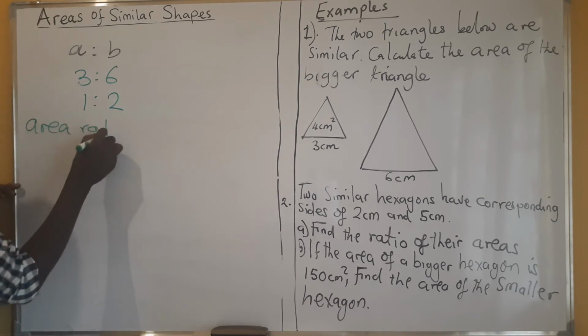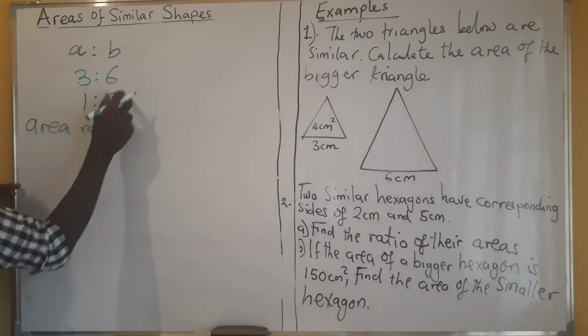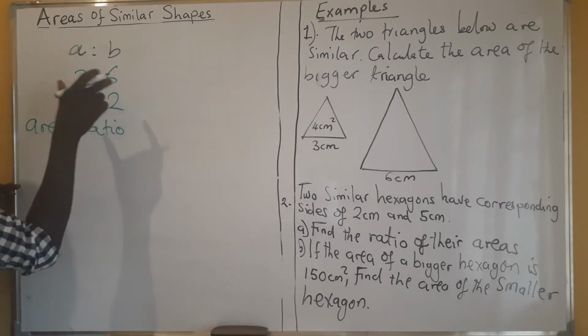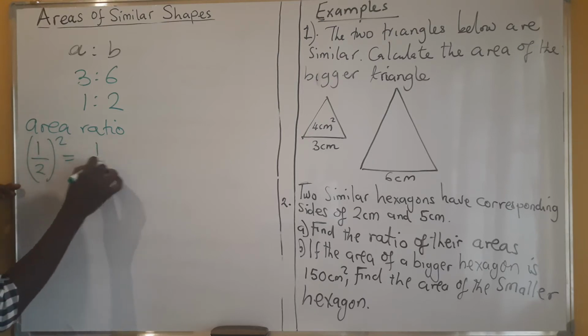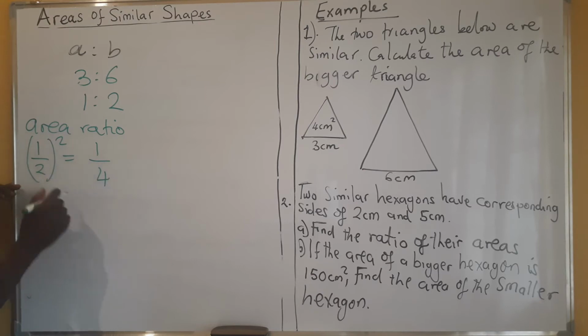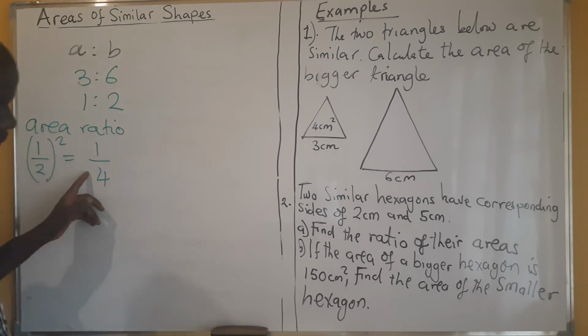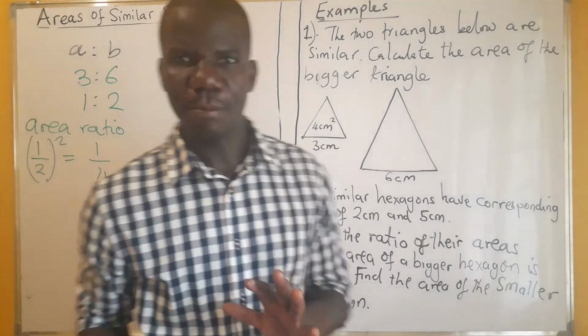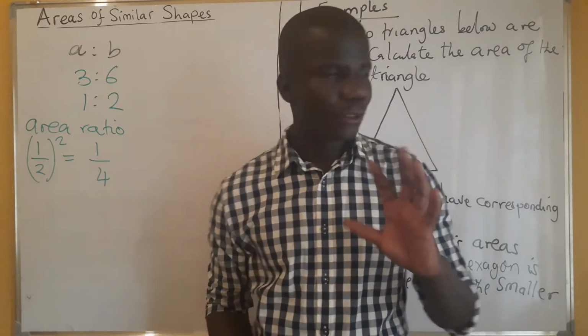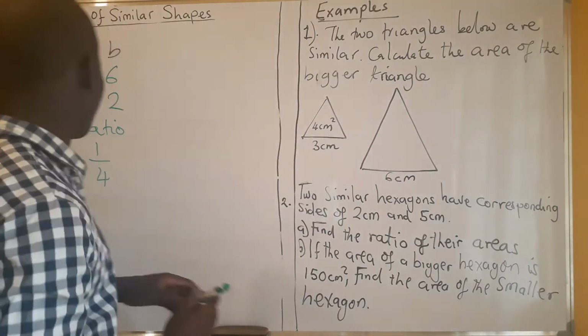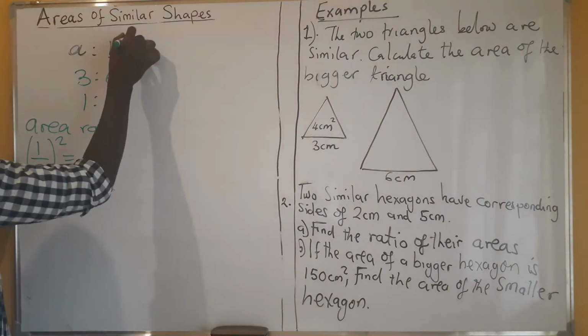The area ratio, we said you square these ones now. When you square them, we have 1 over 2 squared. What do you get? 1 over 4. 1 multiplied by 1, we get 1, and 2 multiplied by 2 gives 4. So this is the ratio for area, 1 over 4. So when we are dealing with area now, I want to get to a point where we are solving.